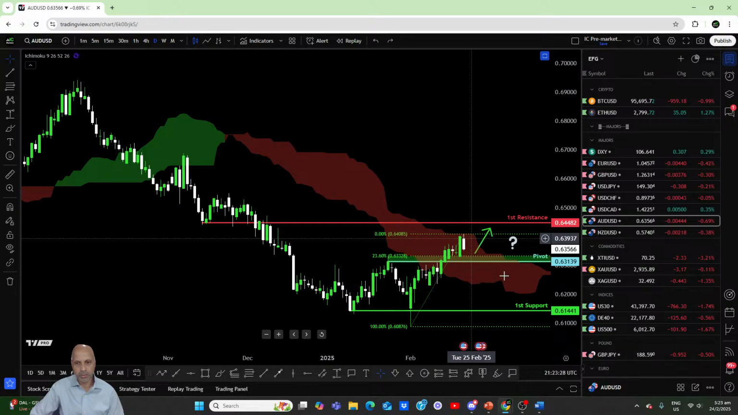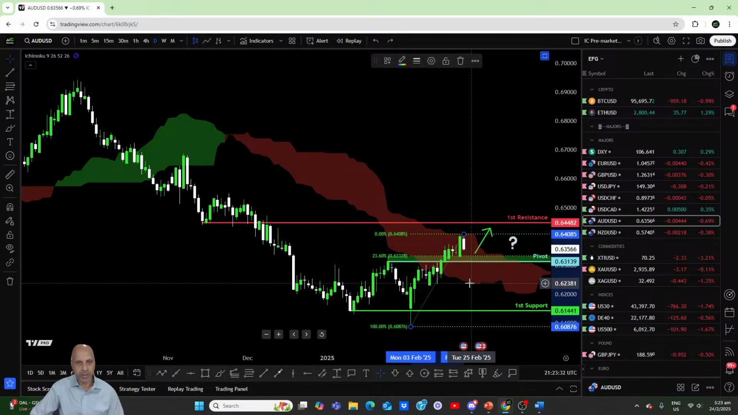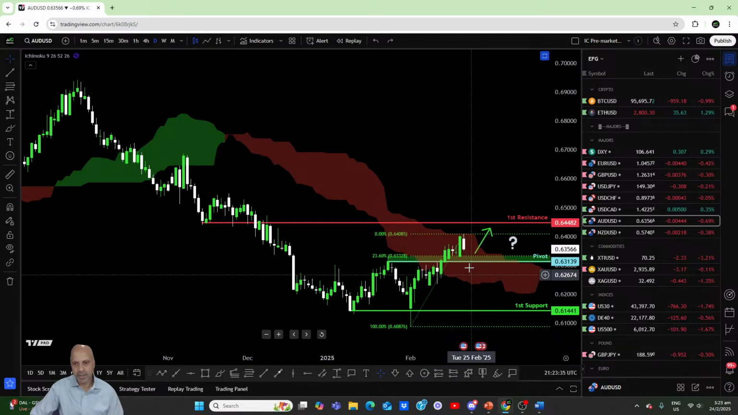And take note, we can see that it pulled back very sharply last Friday, and this pullback could continue as markets reopen today. And should the Aussie stabilize at around the pivot, we are likely to see it reverse and make a strong rebound and make another attempt to climb above the 64 cent.